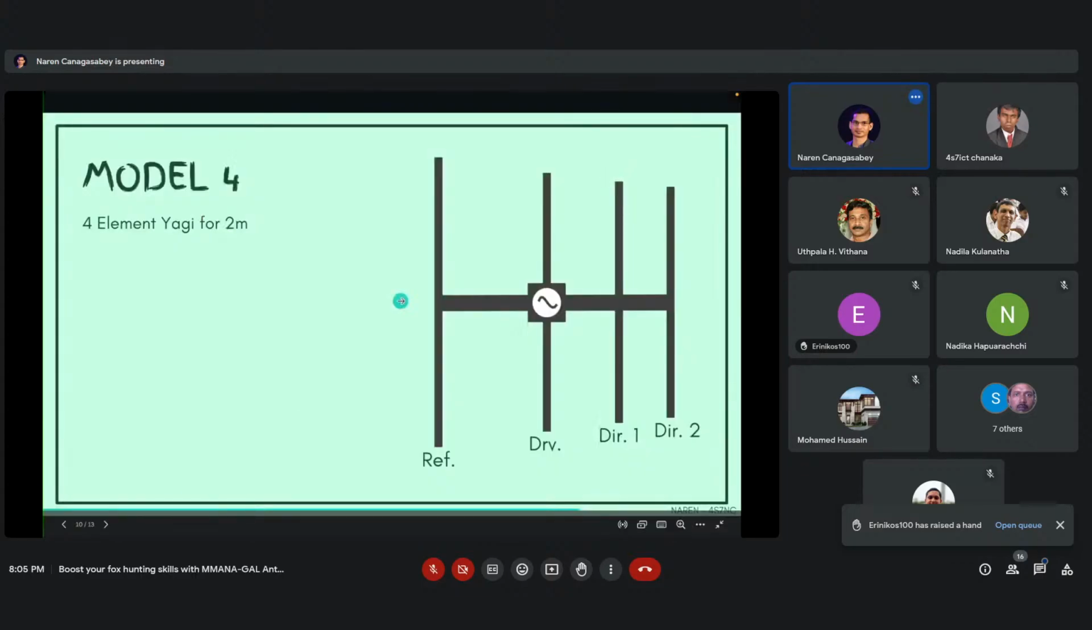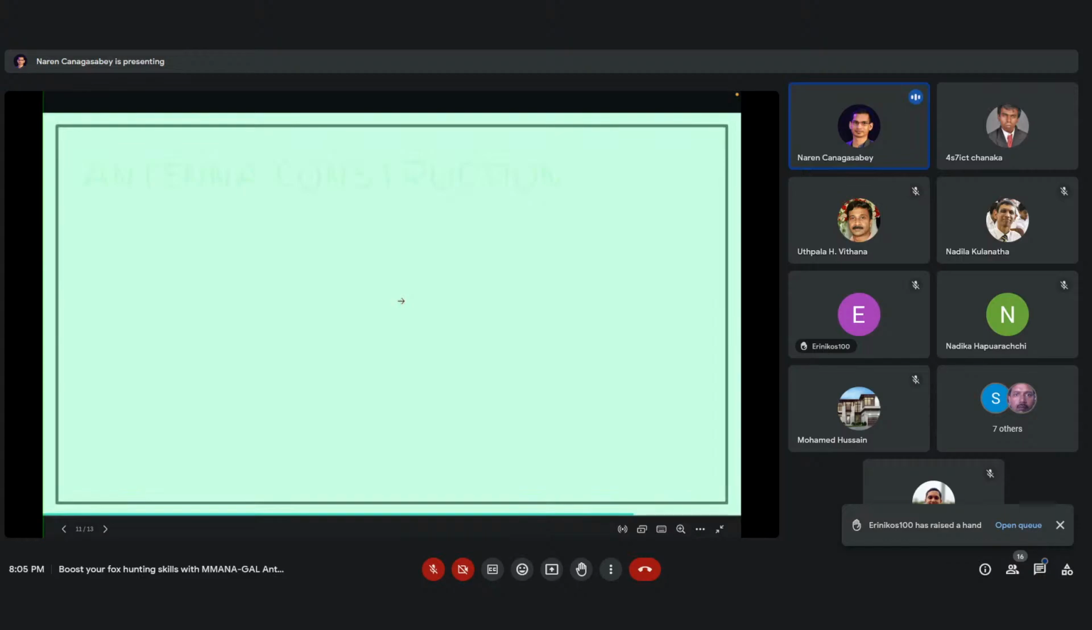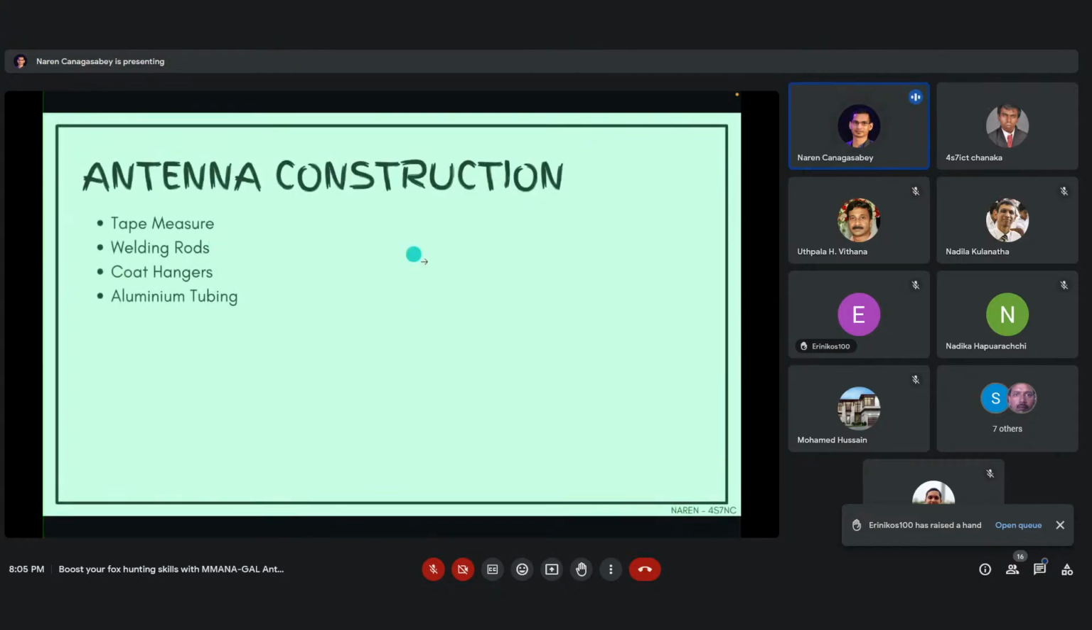Right. So going back to our presentation. In terms of antenna construction, for elements we can use tape measure, a broken or no longer used tape measure, which is very convenient, very portable. We can also use welding rods. I've used welding rods in the past for 70 centimeter antennas and also 2 meters. Coat hangers is another option, and of course aluminum tubing.